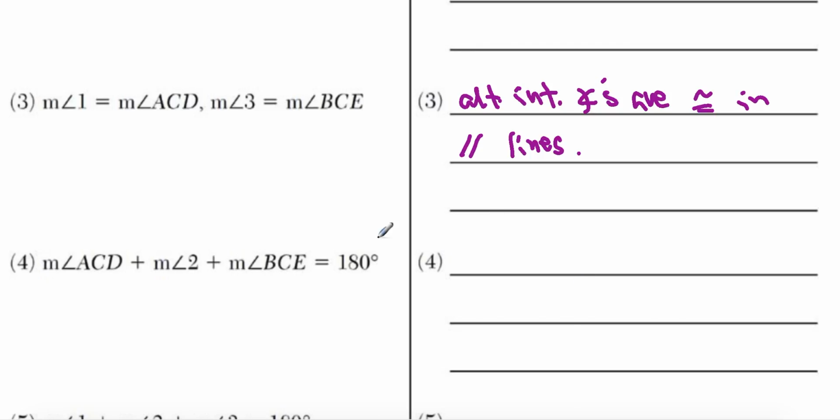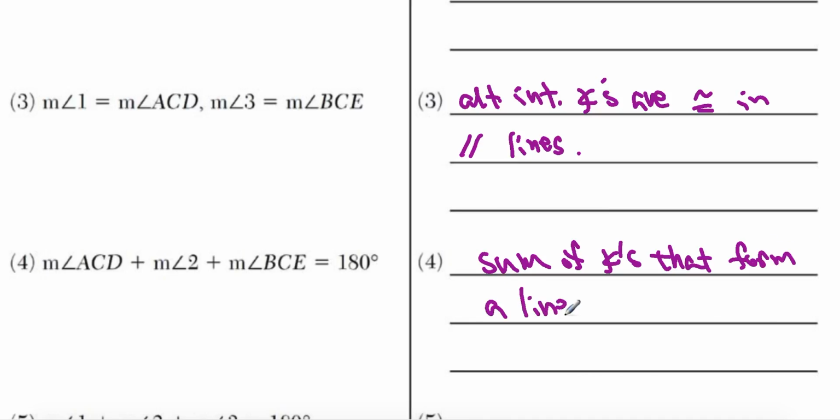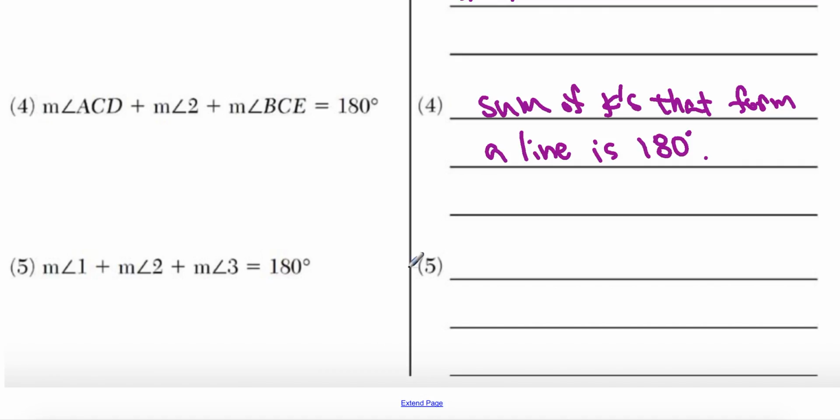And then we can say these three angles make up 180 because the sum of the angles that form a line is 180 degrees. Now, lastly, when you add up 1, 2, 3, because those are the same as the ones in the same location earlier, we can do the substitution.